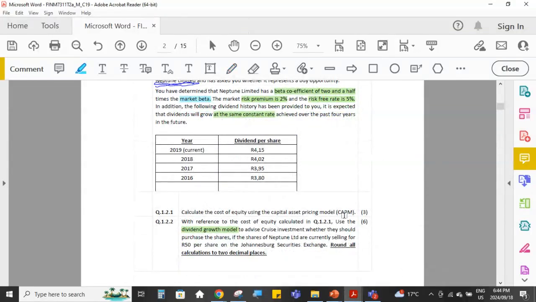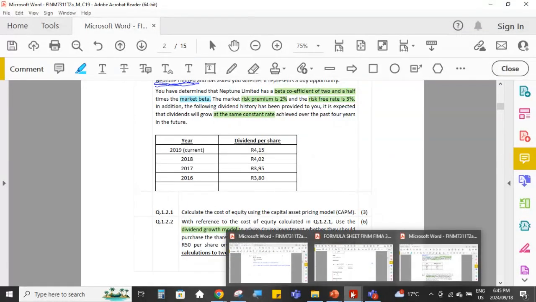Then with reference to our 10% required rate of return we've calculated there, use the dividend growth model to advise Crews whether they should purchase these shares or not, bearing in mind that the current market price of Neptune on the JSE is 50 Rand. So we're going to use the dividend growth model to calculate a theoretical value for the shares of Neptune Limited, given this information that we've got here regarding the dividend history of the share, as well as the required rate of return of the investor.